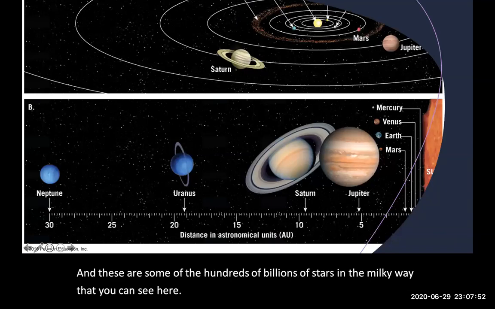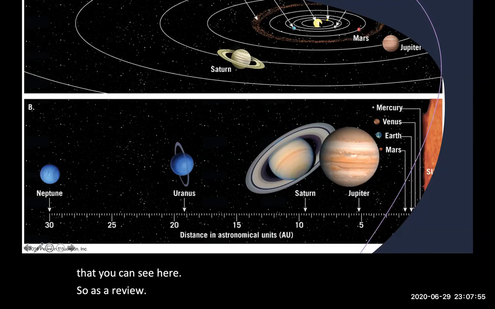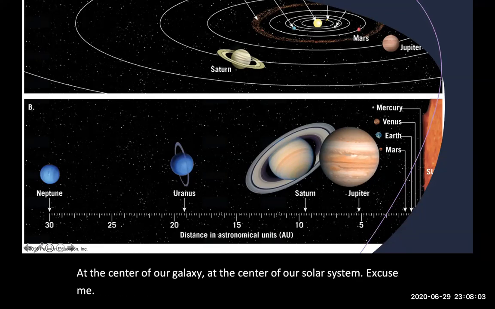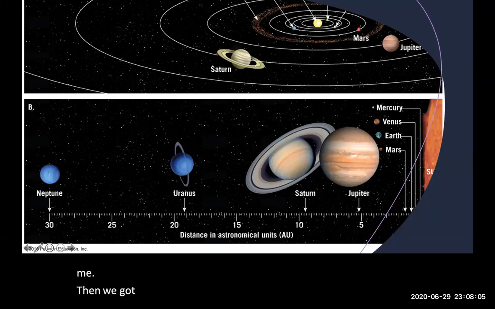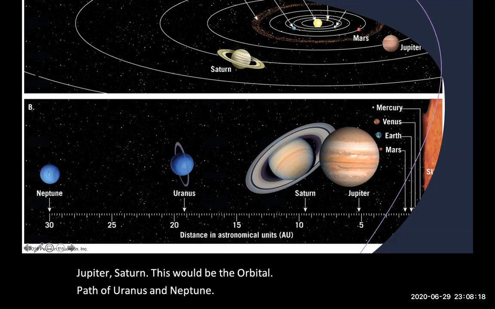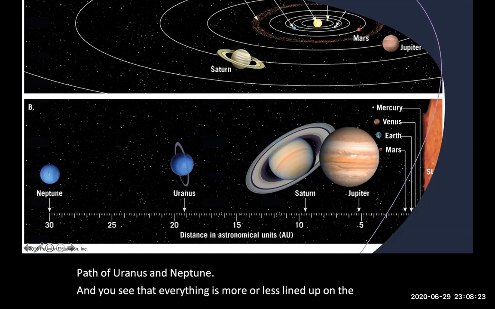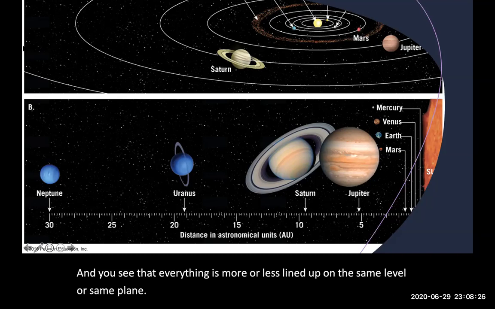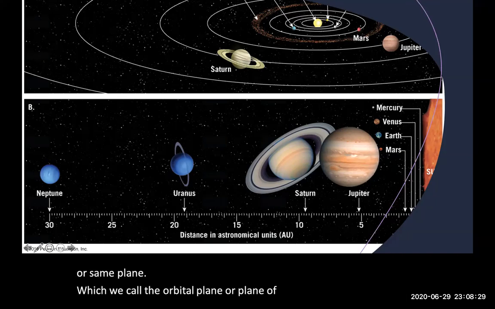So as a review, we have the sun at the center of our solar system. Then we've got Mercury, Venus, Earth, Mars, the asteroid belt, Jupiter, Saturn. This would be the orbital path of Uranus, and then Neptune. And you see that everything is more or less lined up on the same level or same plane, which we call the orbital plane or plane of the ecliptic for the planets.